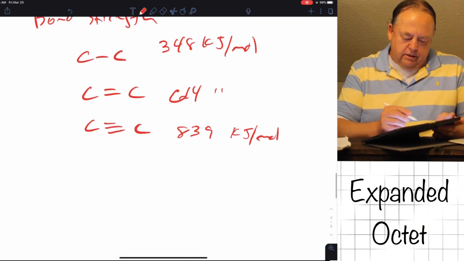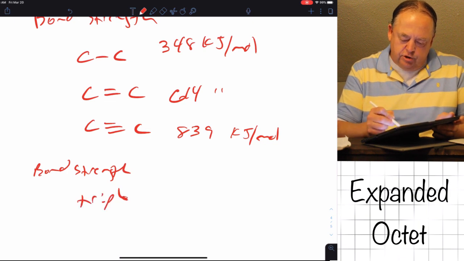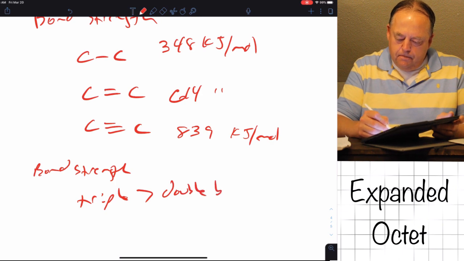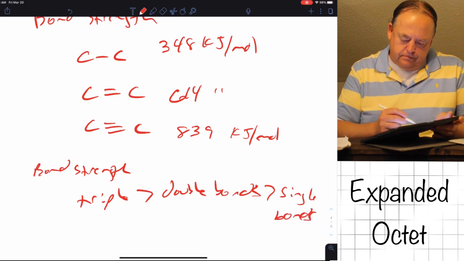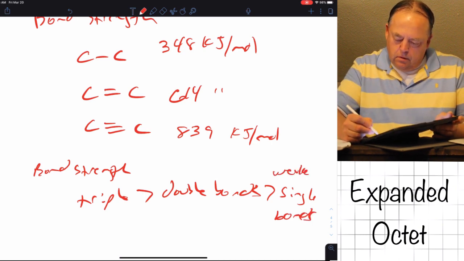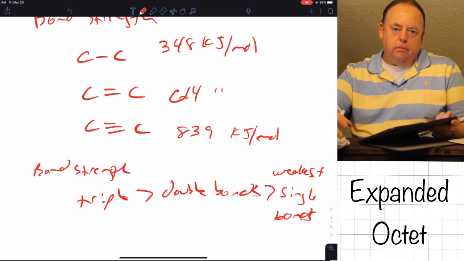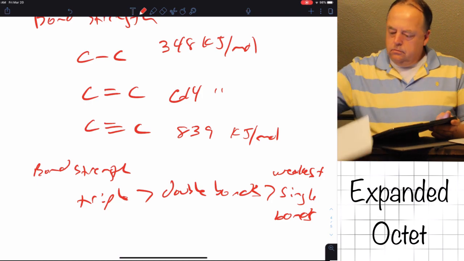So the basic point is, in terms of bond strength, triple bonds in general are stronger than double bonds, which are stronger than single bonds. So it doesn't matter what the compound is, triple bonds are stronger than double bonds, which are stronger than single bonds. Okay.